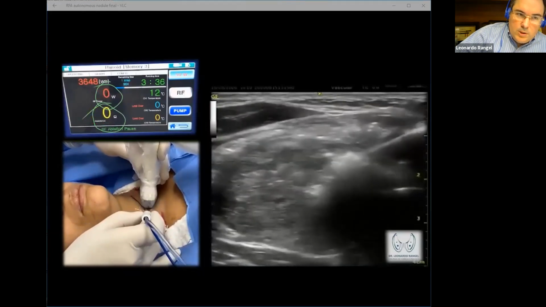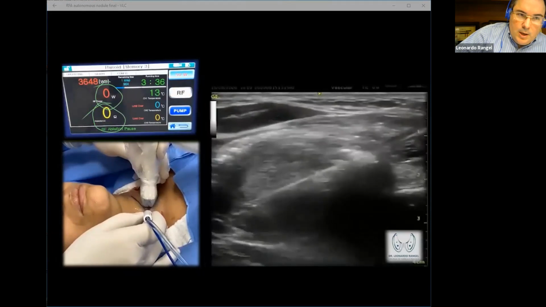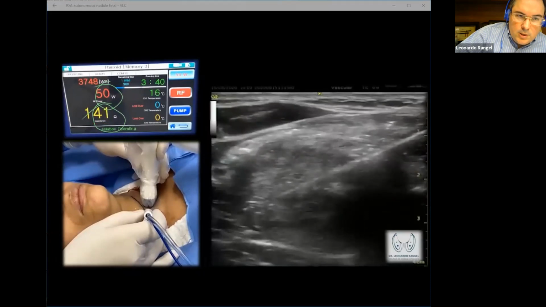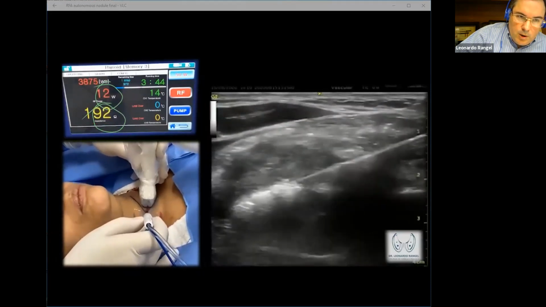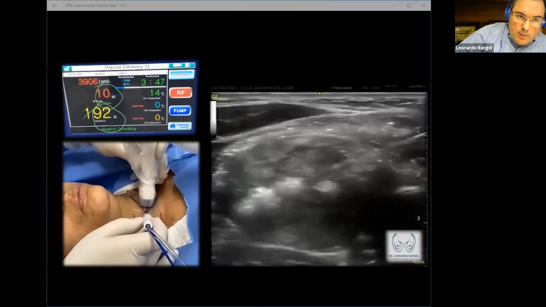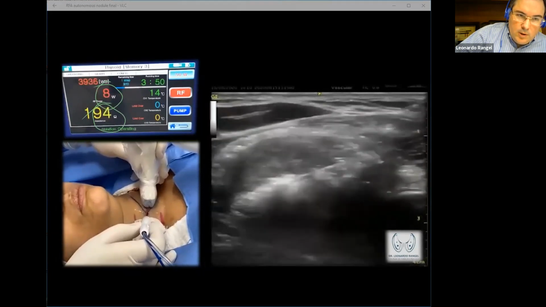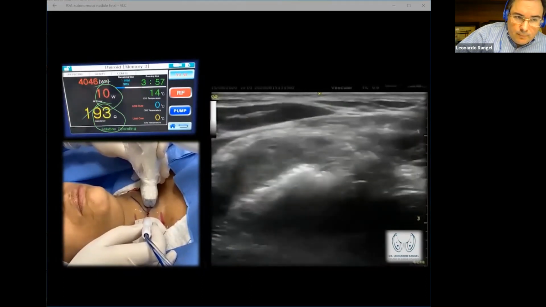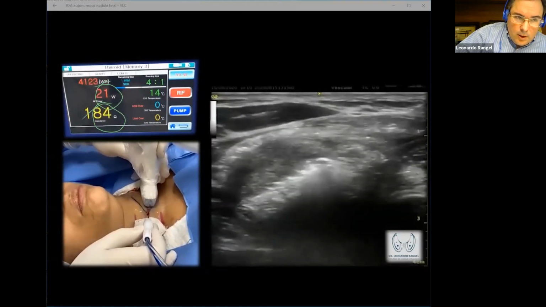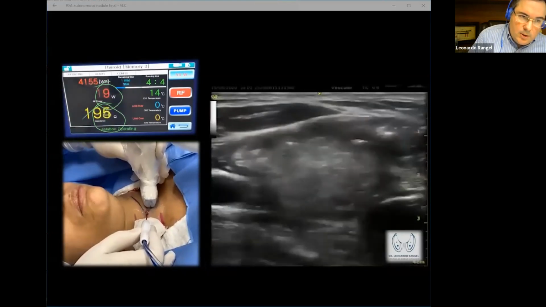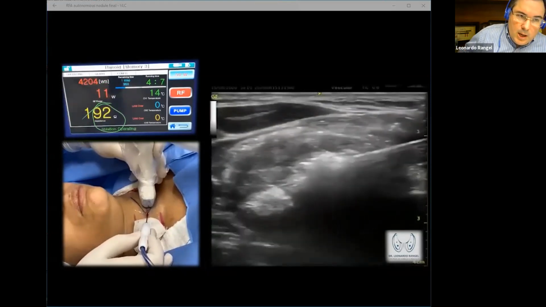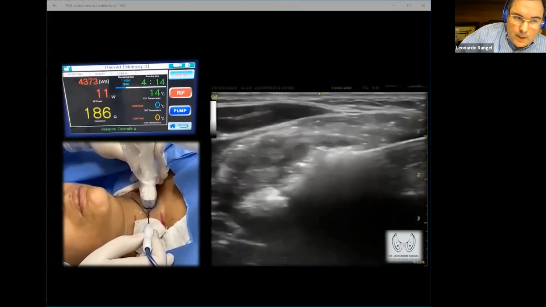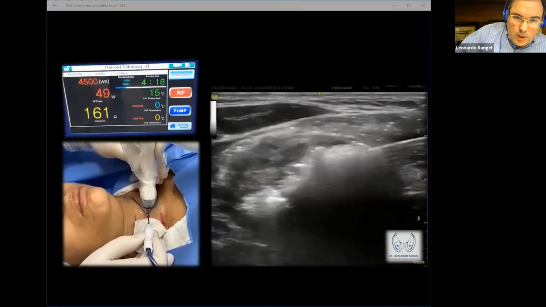So as Gino was commenting, here on the generator screen, we can see that 50 watts is the power set, the superior limit, so it will not deliver more than 50 watts in this nodule, for example. And the red numbers are the watts being delivered, and the yellow number is the impedance. So as the impedance increases, the delivery of the energy will decrease.